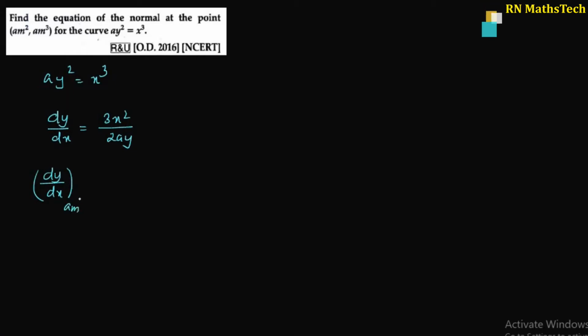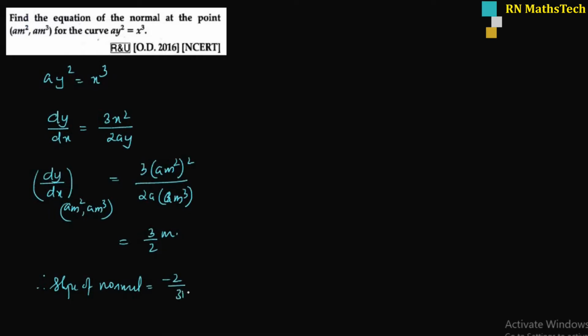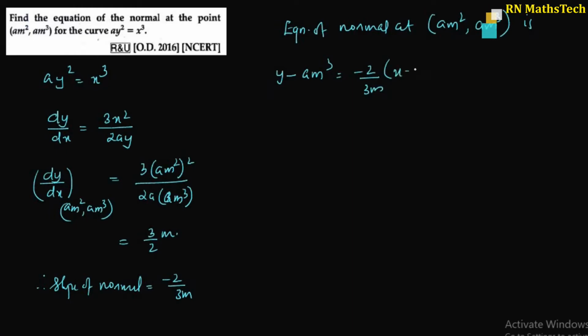Now dy/dx at the point (am², am³) is equal to 3 into (am²)² by 2a into am³. Simplifying, this is 3m/2. Therefore the slope of the normal is equal to minus 2/3m. Therefore the equation of the normal at (am², am³) is y − am³ = −(2/3m)(x − am²).